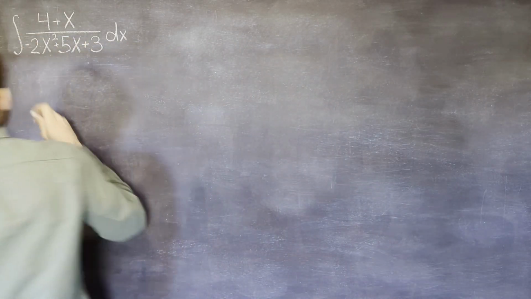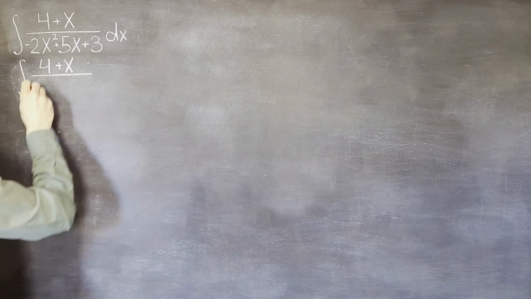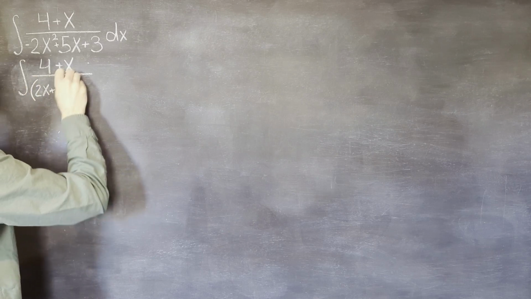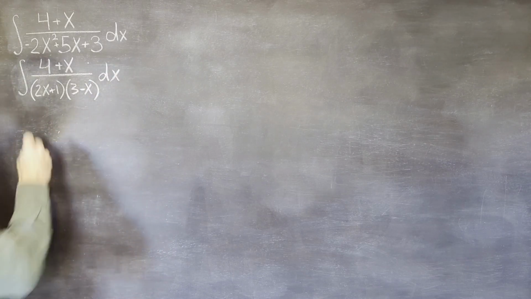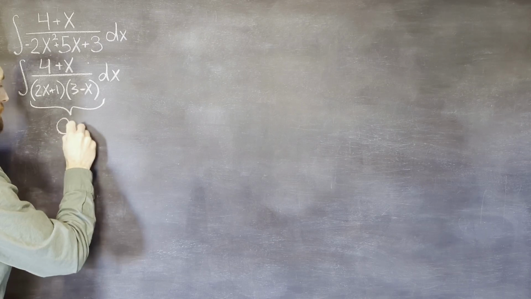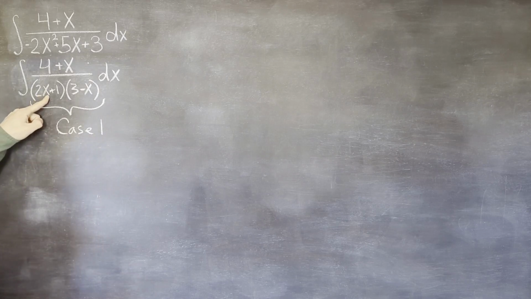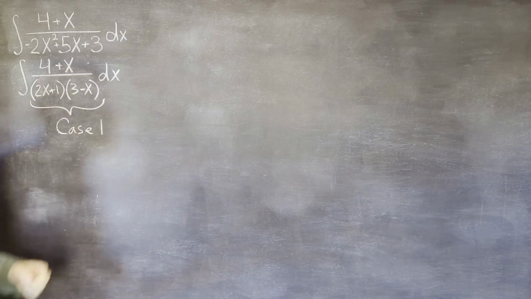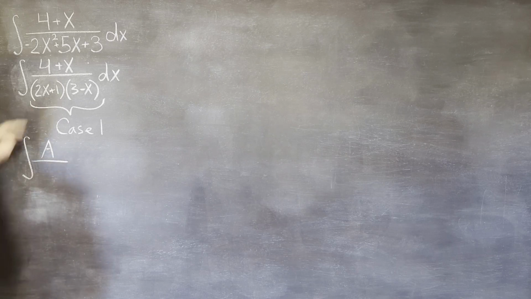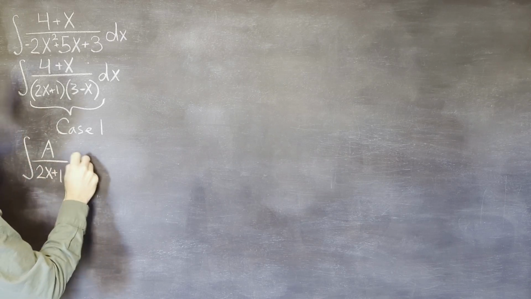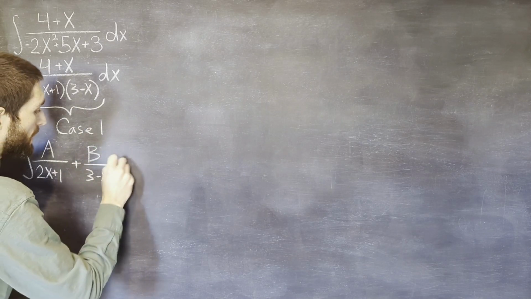our denominator. And that will give us the integral of (4 + x) divided by, factoring this denominator, (2x + 1)(3 - x). So we can see here that we have case 1, which means that our denominator has distinct linear factors, because 2x + 1 and 3 - x are both linear, and they both have multiplicity 1. That means we can rewrite our integral as some constant A divided by our first factor, 2x + 1, plus some constant B divided by our second factor, 3 - x.